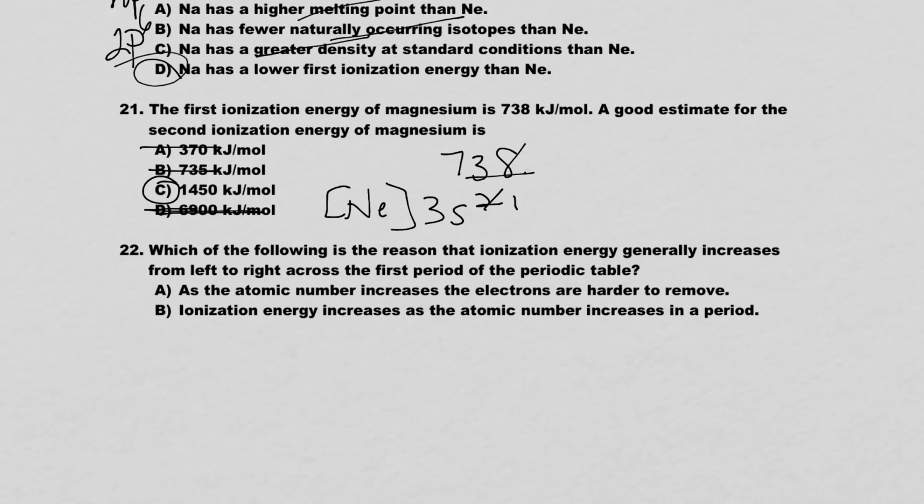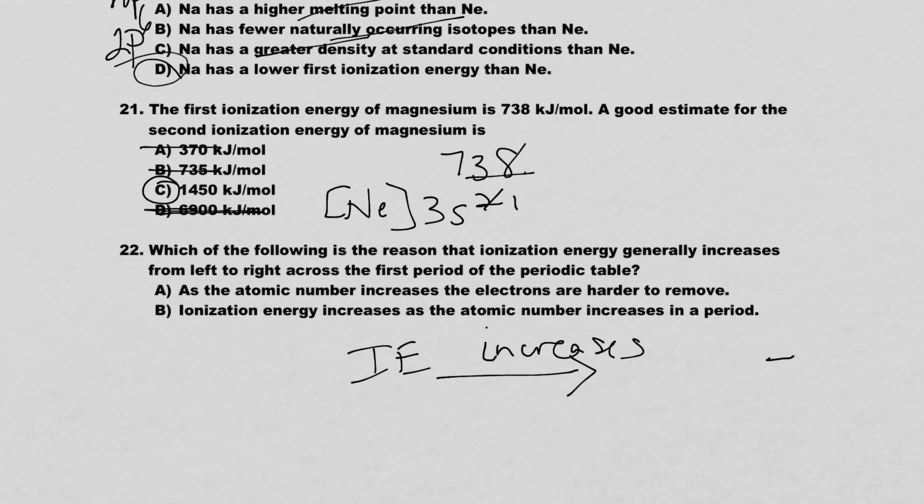Okay, 22. Which of the following is the reason that the ionization energy generally increases from left to right across the first period? Okay, so from left to right, we're saying that it increases. So again, I'm very visual. It helps if you're writing this down, and it's asking why ionization energy increases.